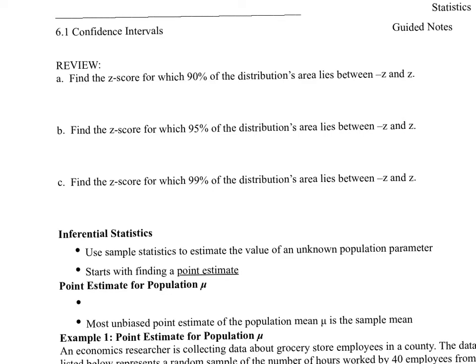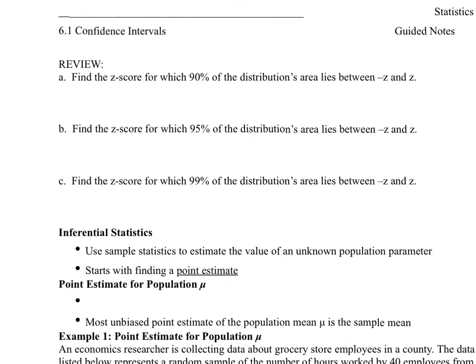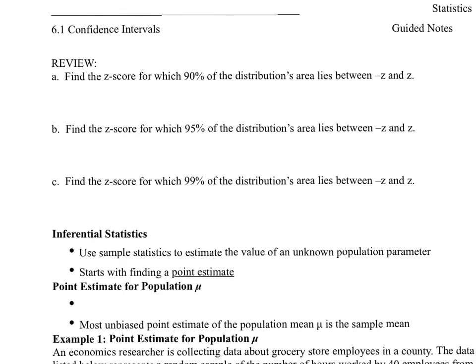Okay, so as promised, here is the video lesson for chapter 6.1, which is the first lesson on confidence intervals. We're going to start off with just a little review on something we did in chapter 5. So part A says find the z-score for which 90% of the distribution's area lies between negative z and z.